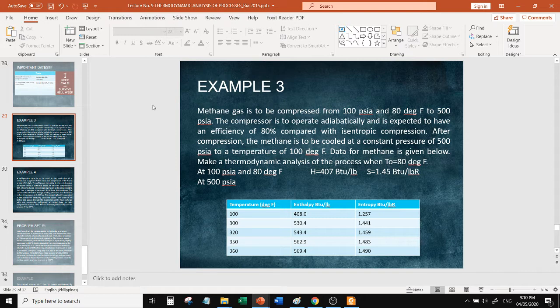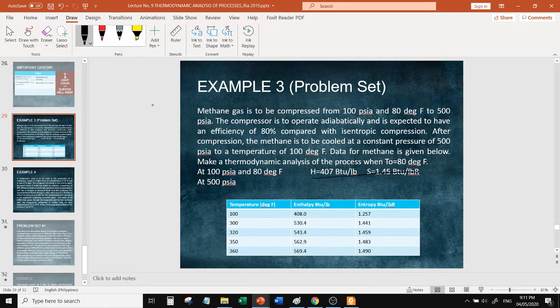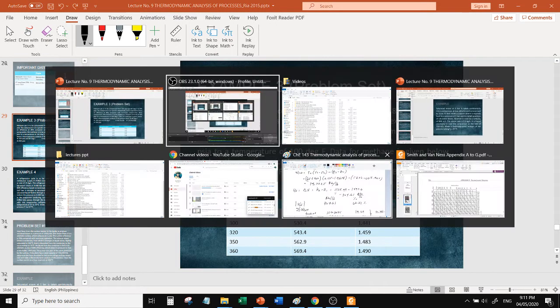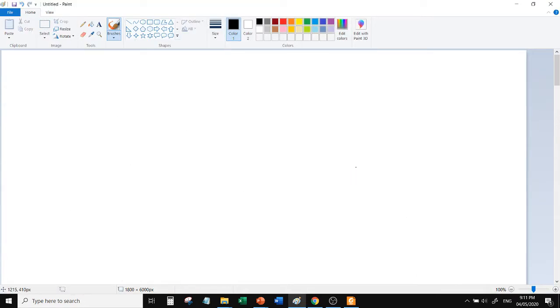At 100 psia and 80 degrees Fahrenheit, these are the properties of methane. And at 500 psia, use this table. Okay? First, let's draw the problem.